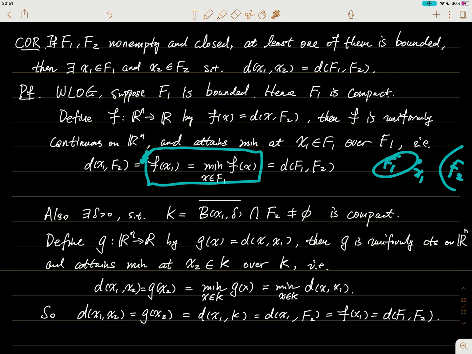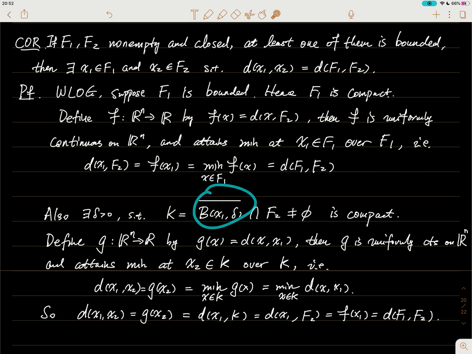So the delta, we just choose delta sufficiently large so that the ball here centered at x1 will be large enough so that it will overlap the f2. Okay, and we call this intersection K. And remember that this is a bounded closed set. This is a closed set, so the intersection is closed and bounded, and that means K is compact.